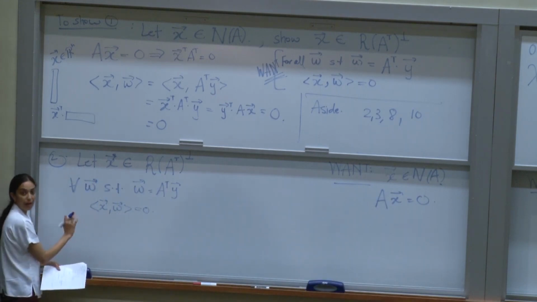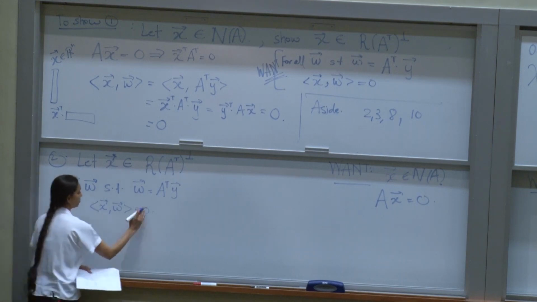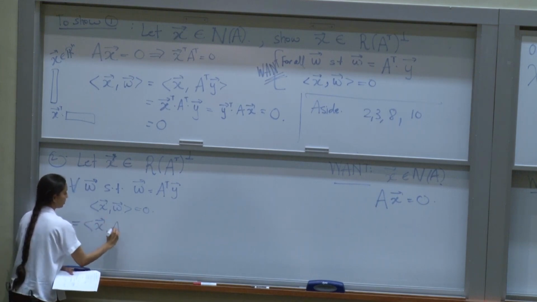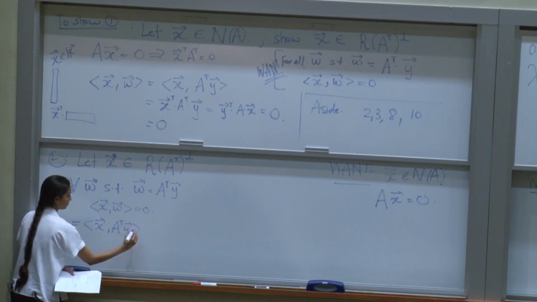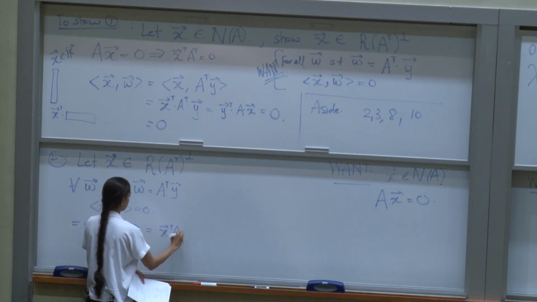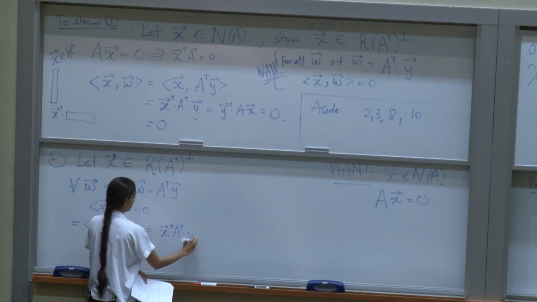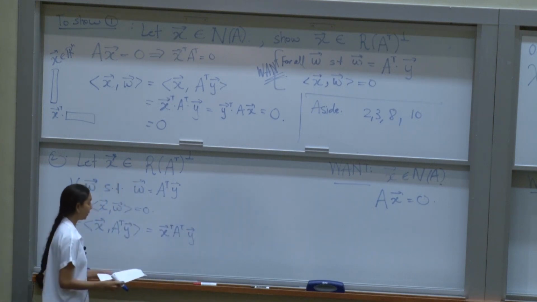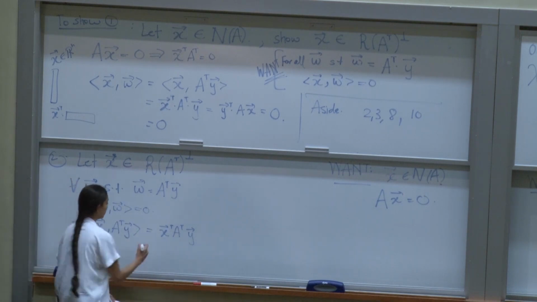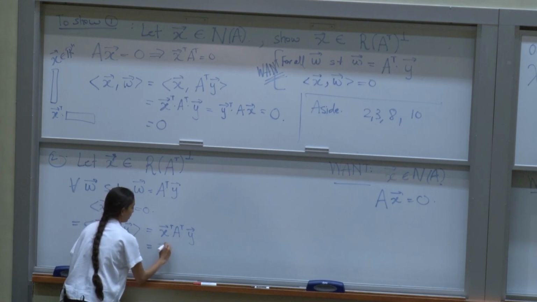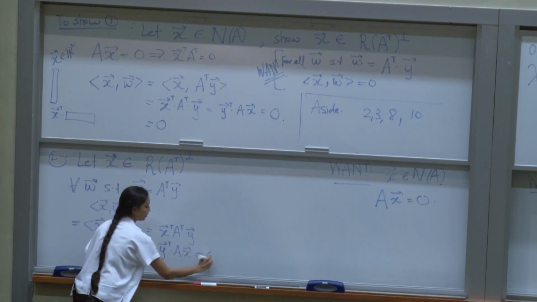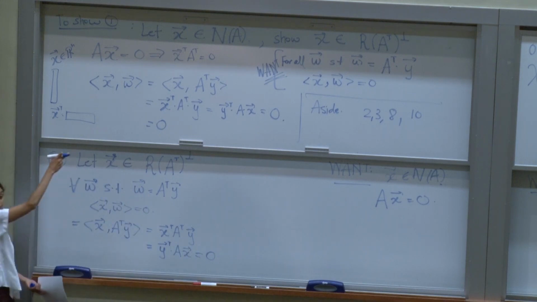So here, if I expand this out, what do I get? This is equal to 0. This is also equal to x inner product A transpose y, which is equal to, again, I can write this as x transpose A transpose y. Again, this is a scalar, so I can take a transpose and have this as y transpose Ax, and I know that this is equal to 0. There I wanted to prove it was equal to 0.